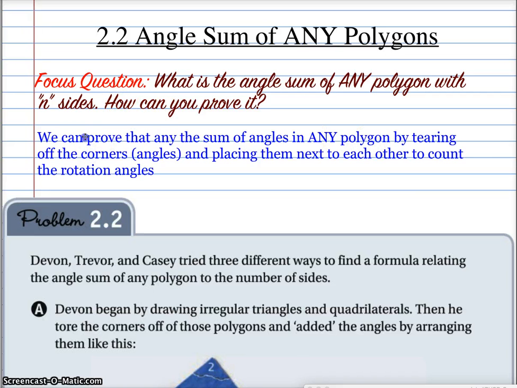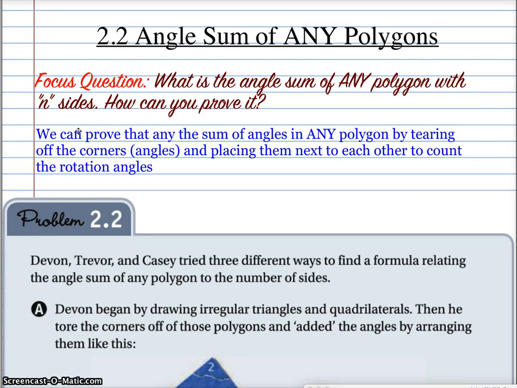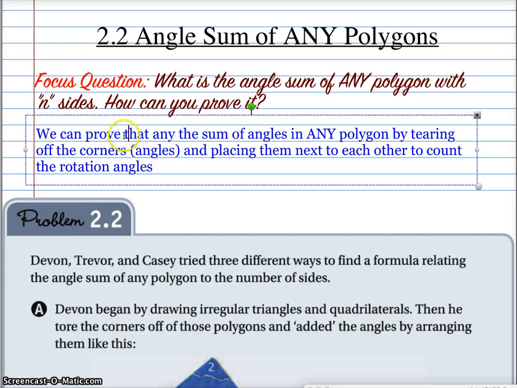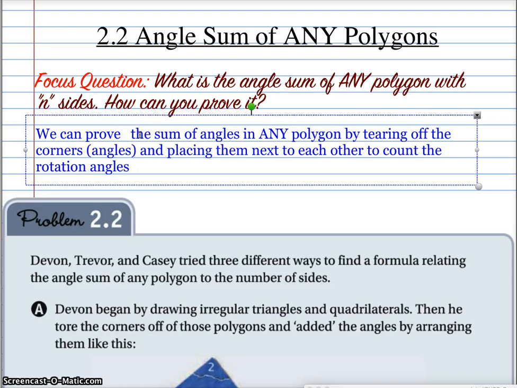Okay. Now I put the answer to the focus question here, and it's actually almost like instructions. We can prove the sum of any angles in any polygon by tearing off the corners and placing them next to each other to count the rotation angles. No, that sounds bad. So we can prove the sum, let's fix this, the sum of angles in any polygon.